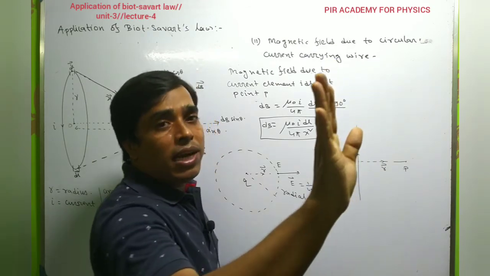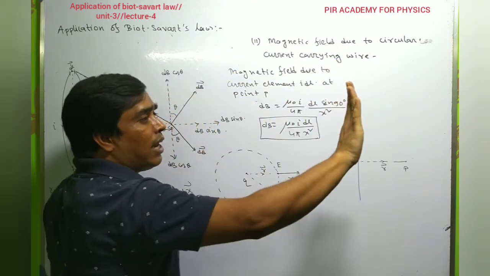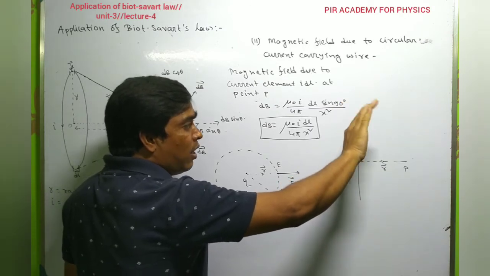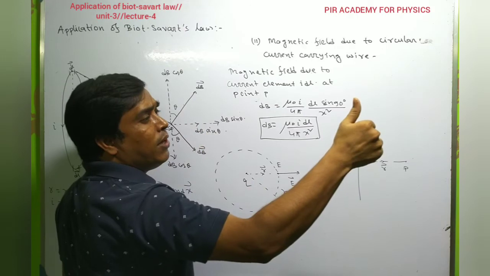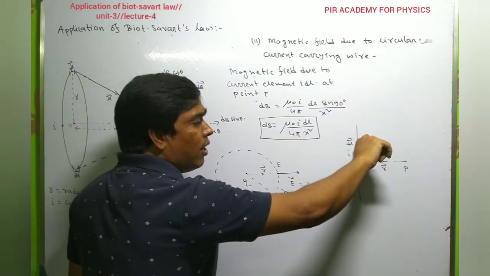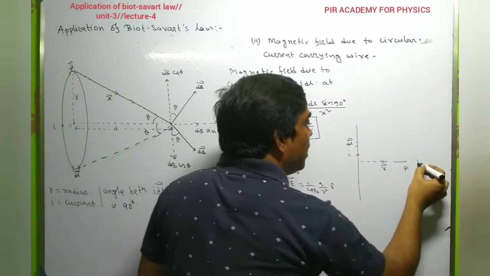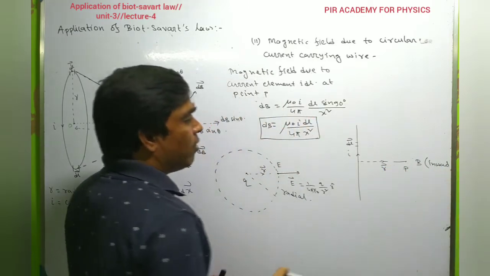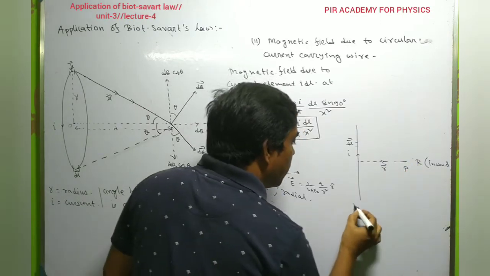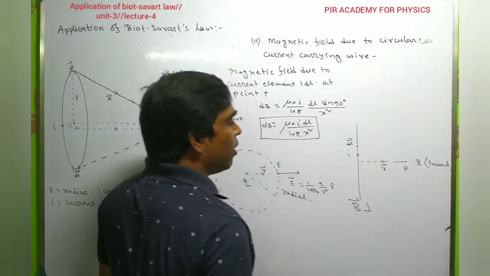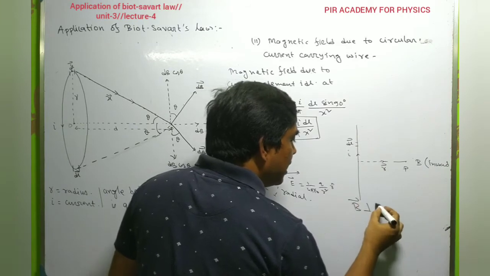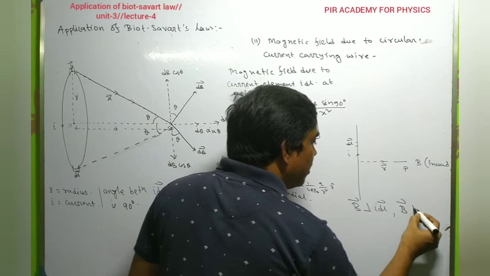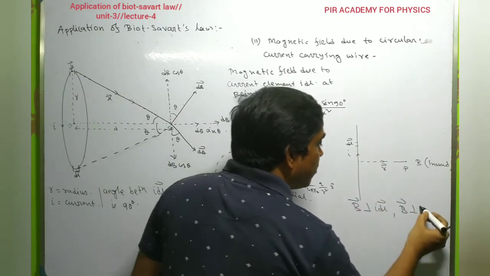So this is my right hand. I bend my four fingers from dL to R. So the thumb gives the direction of the magnetic field. Here you see that the magnetic field is inward to this plane. The magnetic field is perpendicular to I dL, that means the current element, and also the magnetic field is perpendicular to the distance R vector.